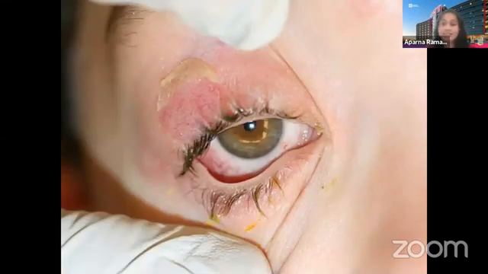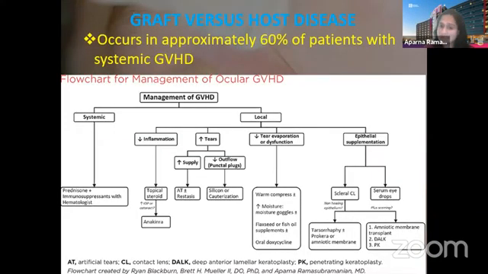This is a child that presented with significant redness and sloughing of the conjunctiva. And this is graft versus host disease, which I think is quite underdiagnosed in children. It's seen in 60% of patients with systemic graft versus host disease. And we have a flowchart for the management of graft versus host disease. Of course, we work with the oncologist for the systemic treatment of GVHD. But the local treatment broadly, we try to decrease the inflammation with either topical steroids, or you can try anakinra, which I don't do often. You try to increase the tear production by increasing the supply with artificial tears or Restasis.